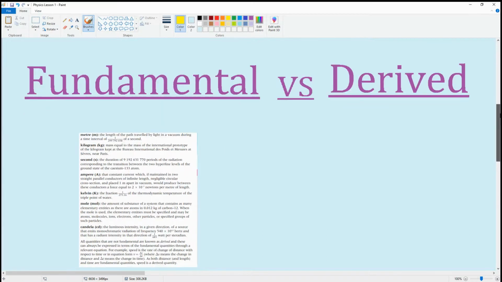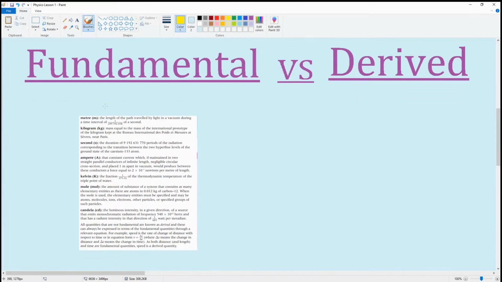Here we have fundamental units. This is a picture straight out of your textbook. These are units which just exist. They are facts of nature. They are here, and yeah, we just gave them names.